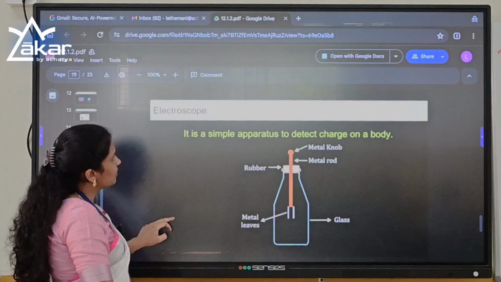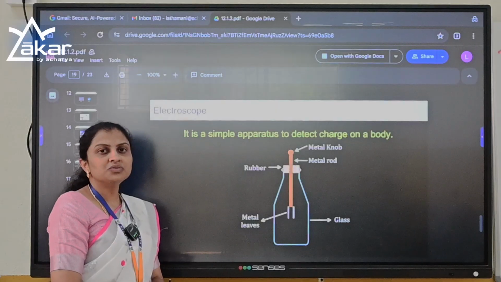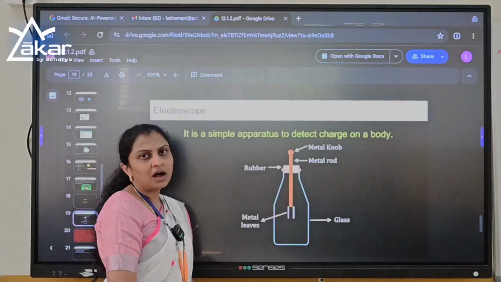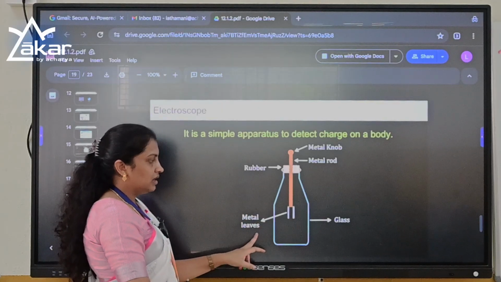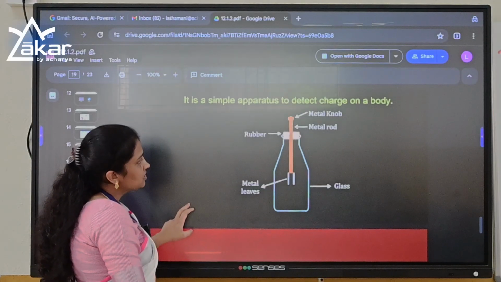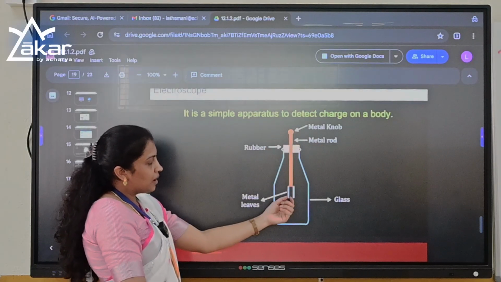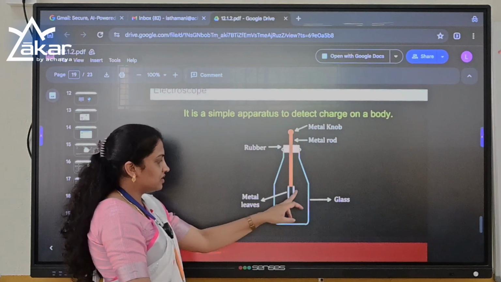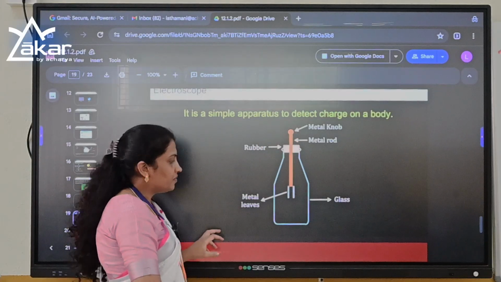So next is the electroscope. This is one of the devices used to find out the charge on a body. It is one of the simple apparatus to detect the charge on a body. Here they have taken rubber, metal leaves, glass, metal knob and metal rod. You just touch the metal knob to the metal leaves. What will happen? It deflects and also diverges. So it diverges, then we get to know there is a charge on this body.